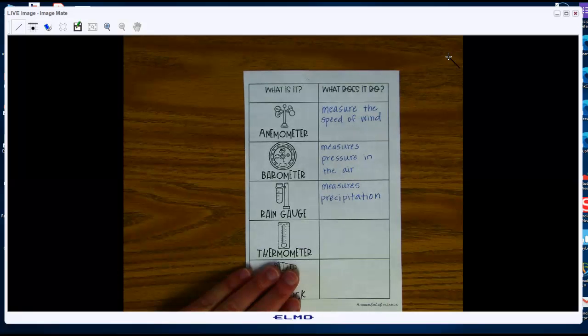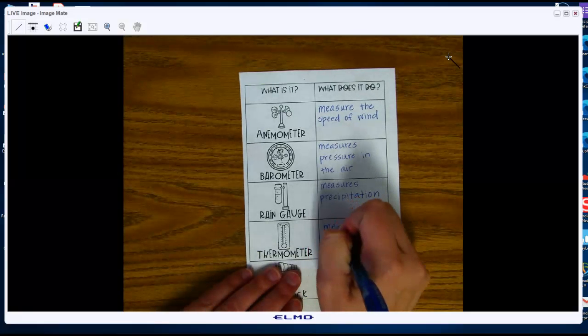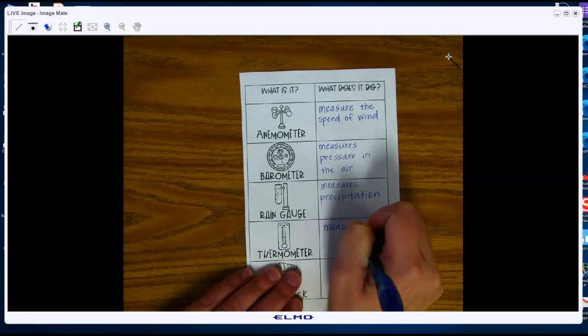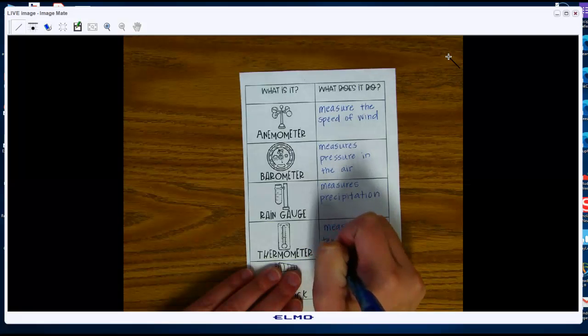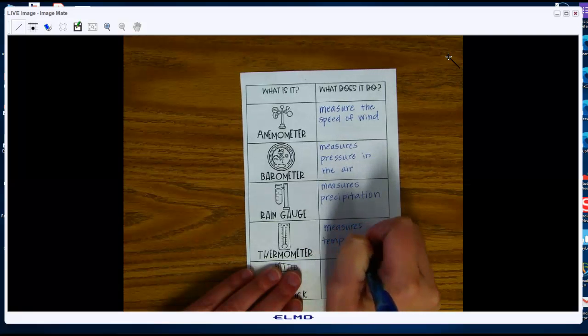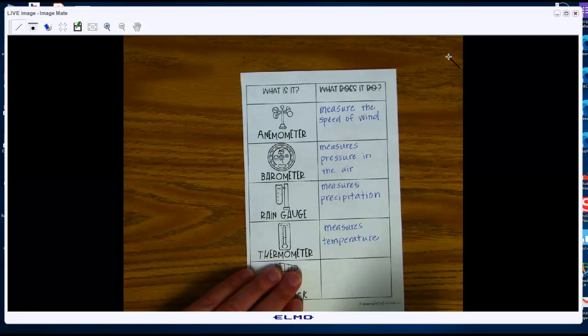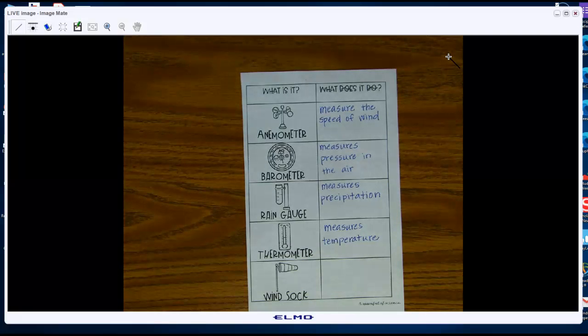What does a thermometer measure? Chase? How cold is your house? How hot or cold it is, but what is a word for how hot or cold something is? There's one of our vocabulary words. Cooper. Temperature. So a thermometer measures temperature, how hot or cold something is. That's the word for how hot or cold it is. We got to use these big words.